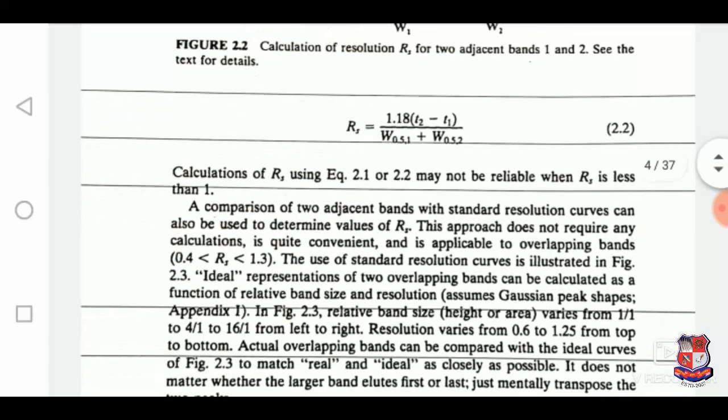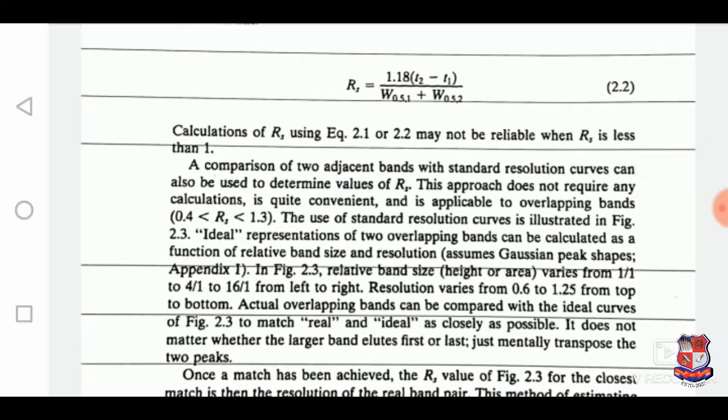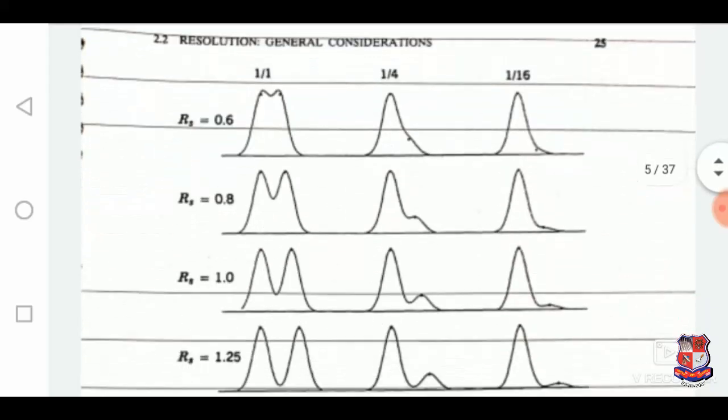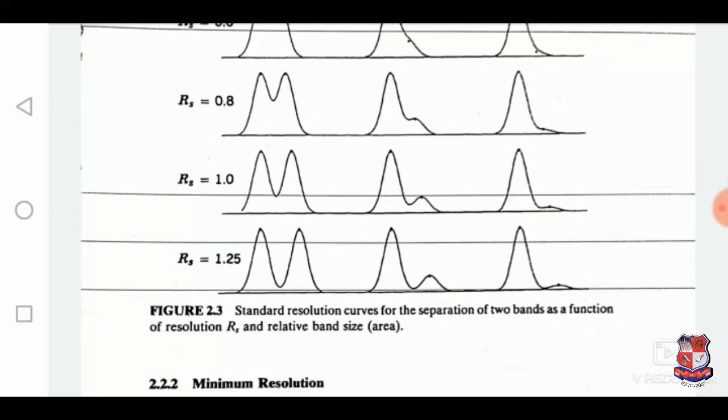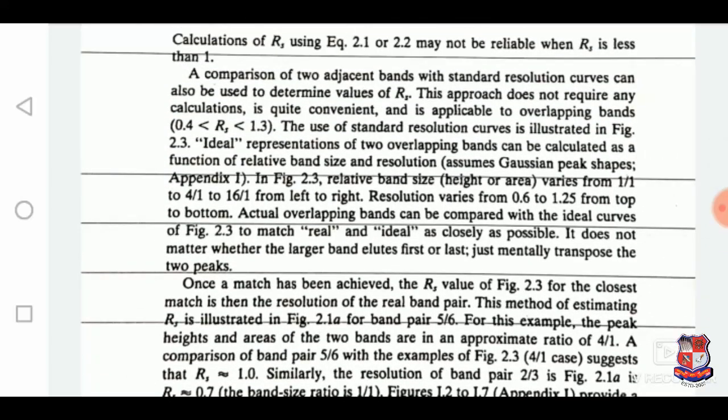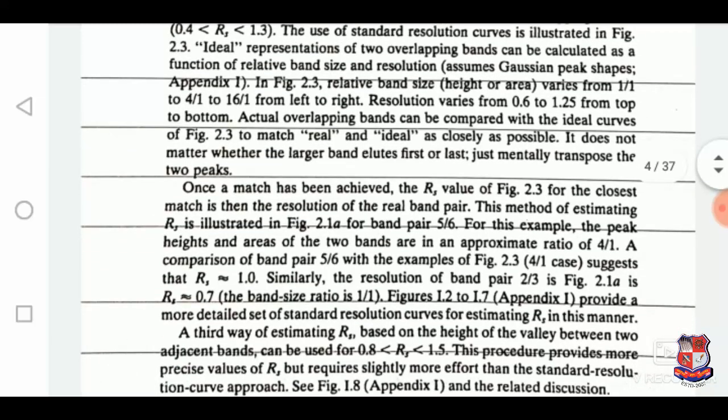In that, this equation is there. We can put the various numericals in that. This approach does not require any calculation, is quite convenient, and is applicable to overlapping bands. The use of standard resolution curves is illustrated in figure 2.3, that is this one. Standard resolution curves for separation of bands is a function of resolution. Once a match has been achieved, the Rs value of figure 2.3 for the closest match is then the resolution of the real band pairs.